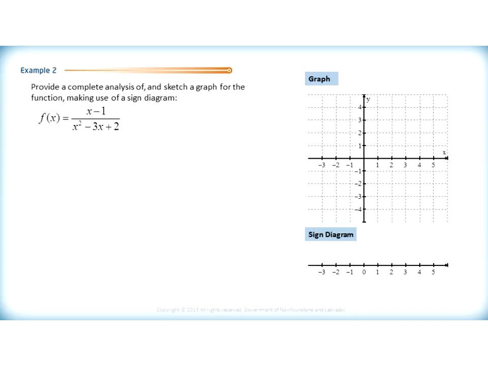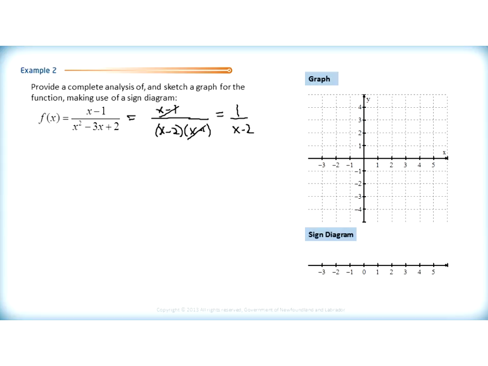So let's look at a couple more examples to make sure that we've got everything nailed down here. It says provide a complete analysis of and sketch a graph for this function. Let's get factoring. x minus 1 all over x, and in this case we're going to have minus 2, and again times x minus 1. So that's nice. These two are going to go away. We just get 1 over x minus 2.